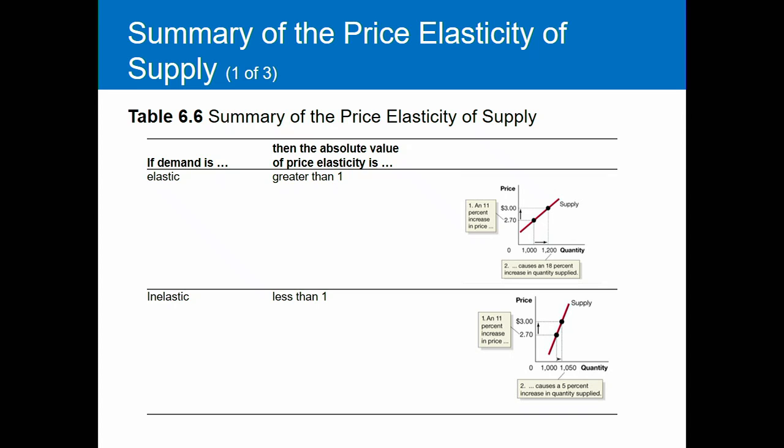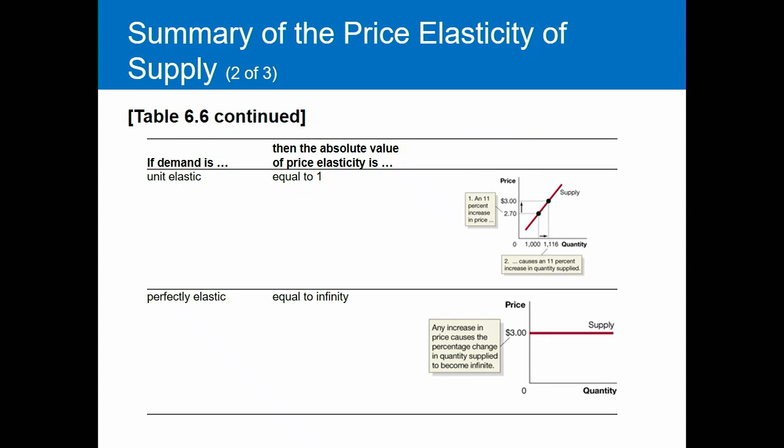For inelastic, we see the opposite. If there's an 11% increase in price, it causes a 5% increase in the quantity supplied. Again, it's less responsive to price. Then there's the special case of unit elastic, where the price elasticity of supply is exactly 1. If there's an 11% increase in price, we get an 11% increase in the quantity supplied. It's very rare, because very often it's not going to hit that exact 1.